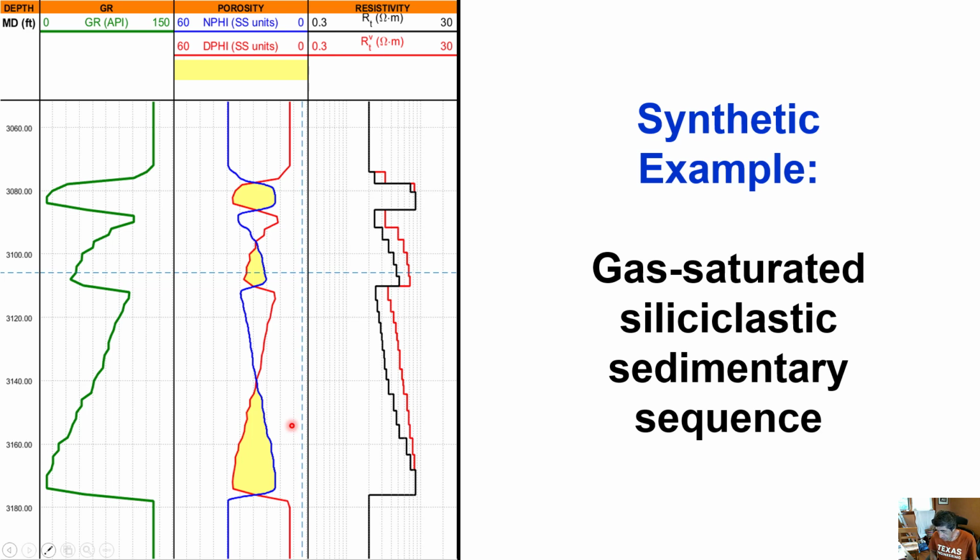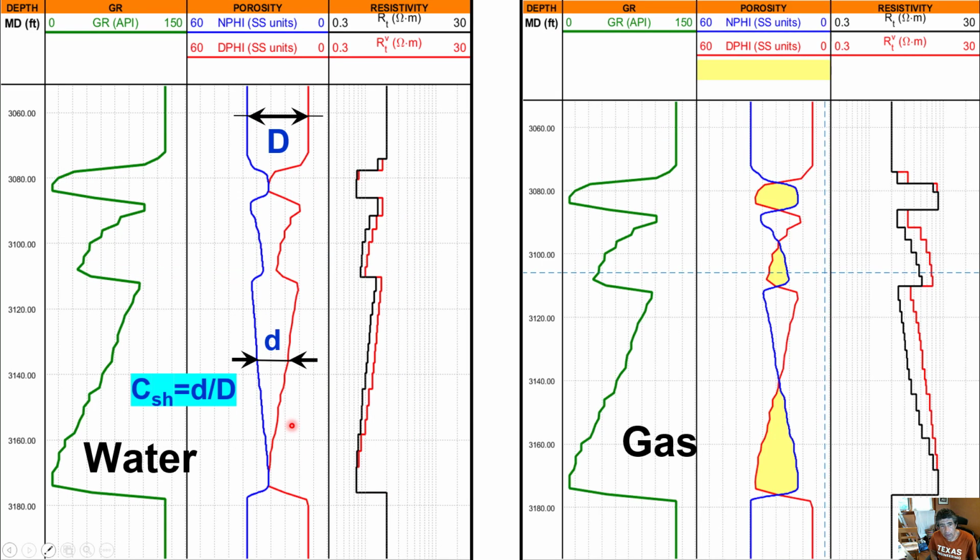Please keep them in mind, and let's go on with the analysis. One of the things that we do now is place the two versions together: the water saturated version of that rock, and the gas saturated version. This is the nice thing that you can do with synthetic examples: you can populate it with the fluids that you want, then calculate the corresponding well logs, and see the differences.